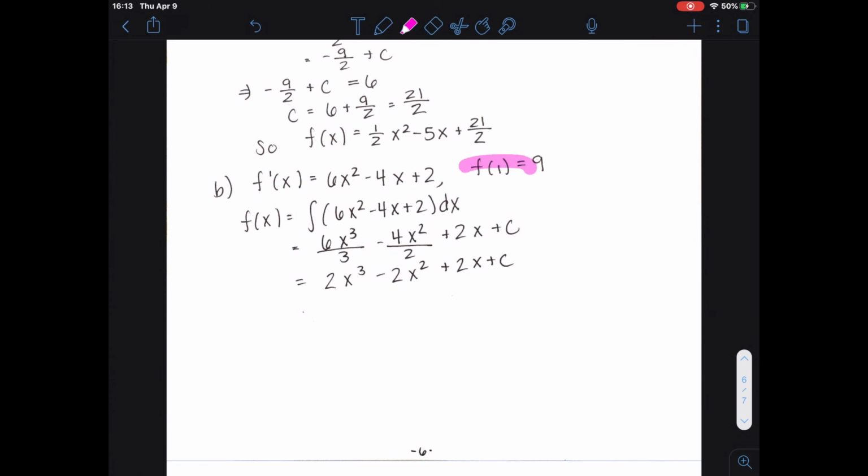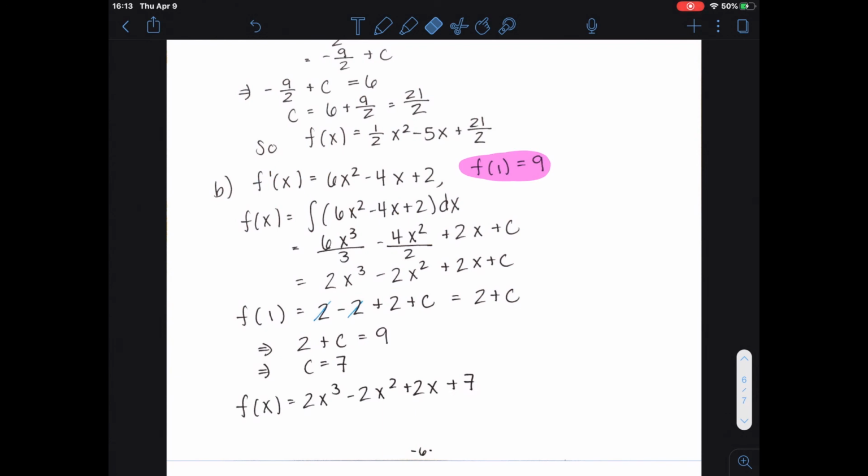So now we'll use this condition, we'll plug in 1 and see what we get. So that'll give us 2 minus 2 plus 2 plus c. This will be 2 plus c. And it better equal 9, so that tells us 2 plus c is 9, so c has to equal 7. So the only function that satisfies the derivative being 6x squared minus 4x plus 2 and goes through the point 1, 9 is this particular function, 2x cubed minus 2x squared plus 2x plus 7.